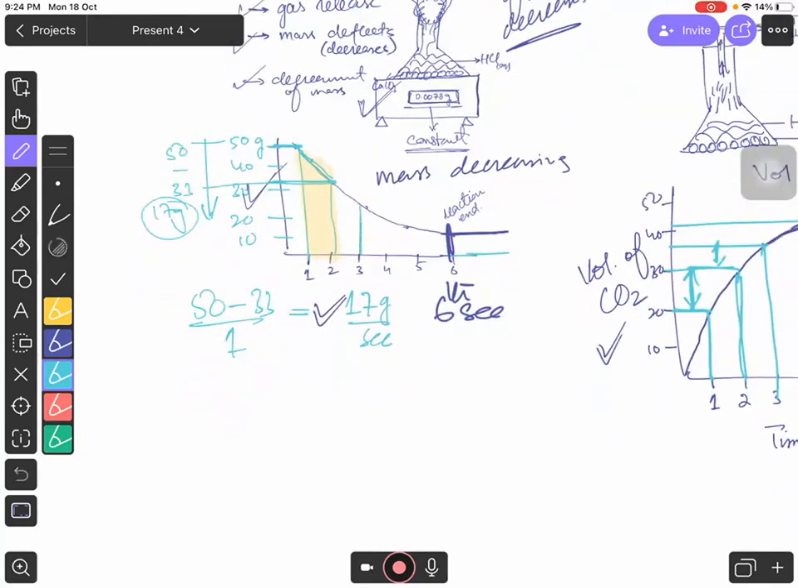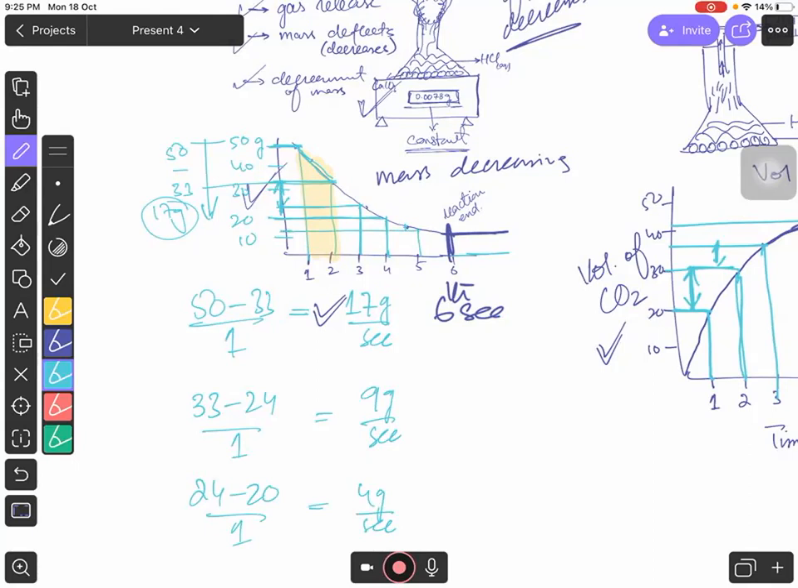Then if we talk about this second, if we just follow this, it is nearly 23 or 24 somewhere, right? So you can see that 33 and 24. If you take this, it is 33 minus 24 over 1 second. It is almost 6 and 3, 9 gram per second, right? And if you talk about this one, it is almost 24 minus 20. So it is showing you 4 gram per second, right? And over here, it is less than 4, definitely it is 3 or 2, whatever.